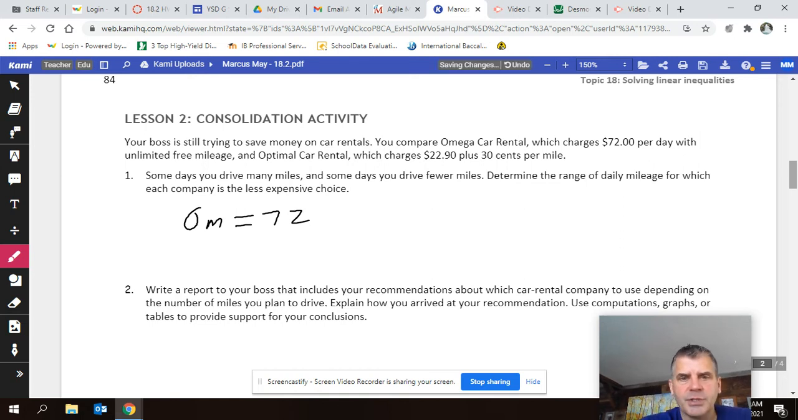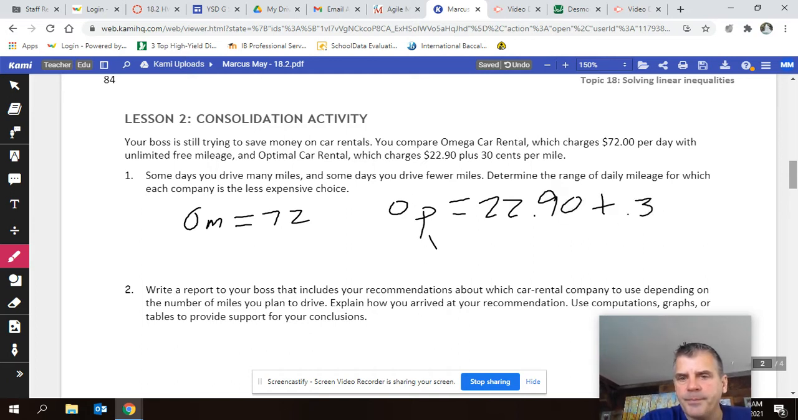Then we have Optimal Car Rental, which charges $22.90 plus 30 cents per mile. So this is similar to what we had before. Optimal is equal to 22.90 plus 0.3m, where m is for miles.